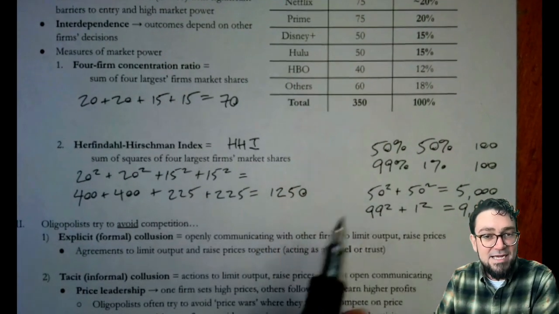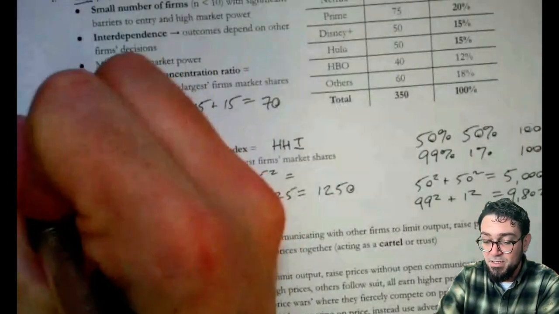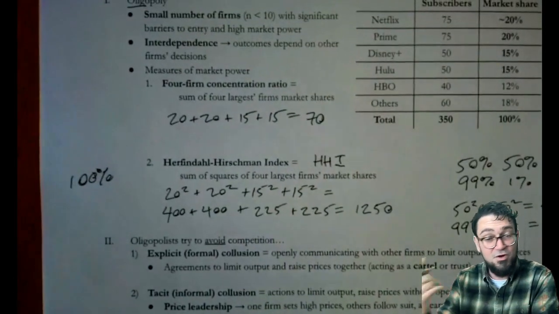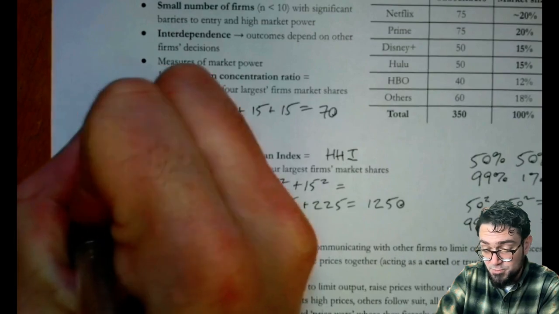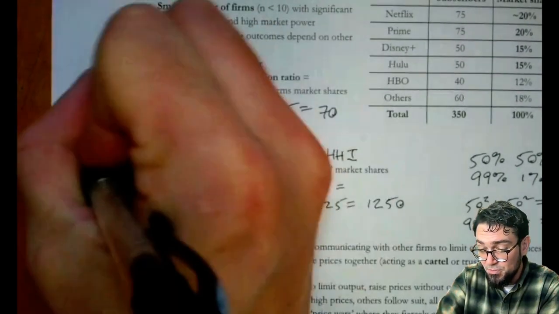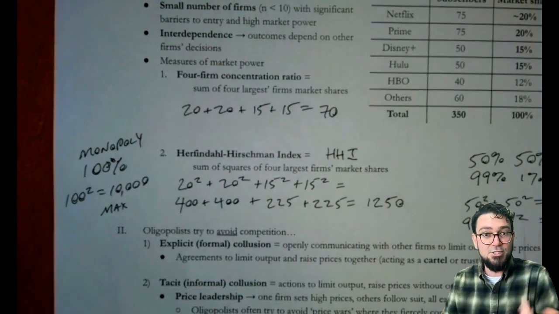The theoretical maximum, what would be the maximum HHI, right, for any market? Well, it would be 100% of the market, 100% of the market in one firm. That would be a monopoly. And so 100 squared is equal to 10,000. So that would be a maximum value, and that would be a monopoly. So we know what a pure monopoly would look like. It would be an HHI of 10,000.